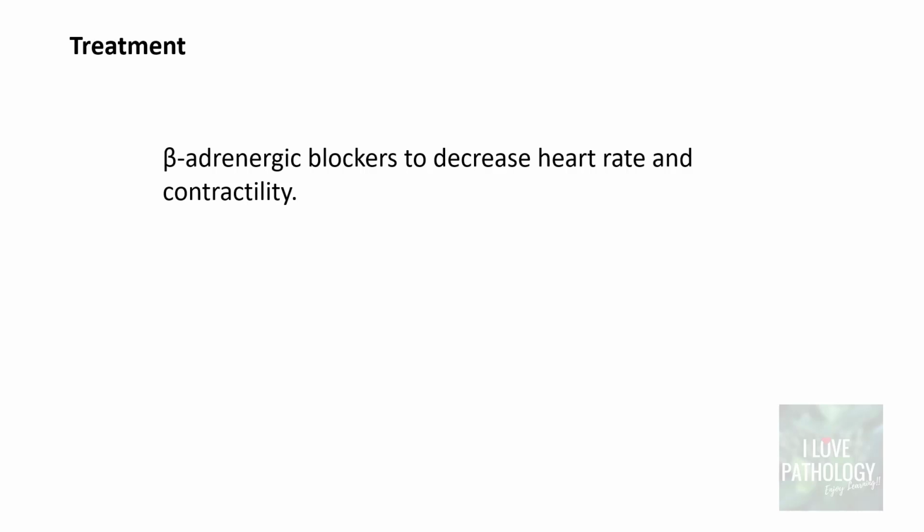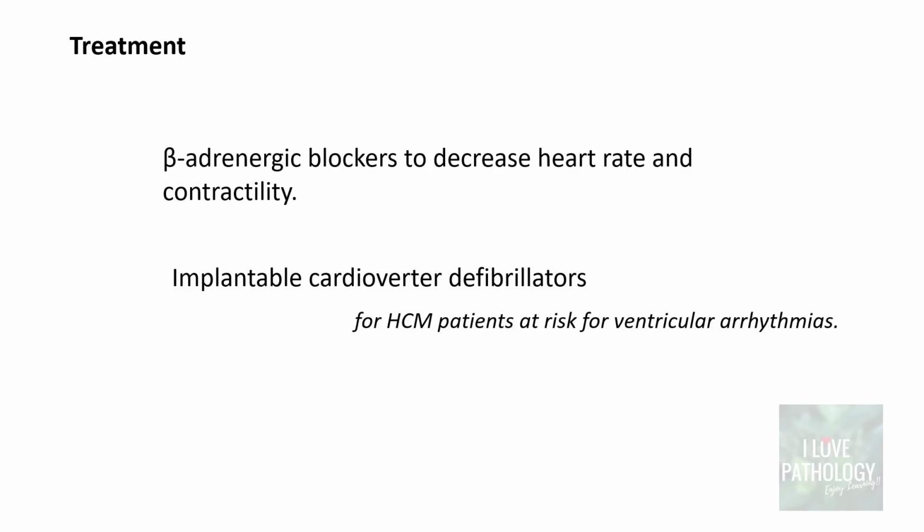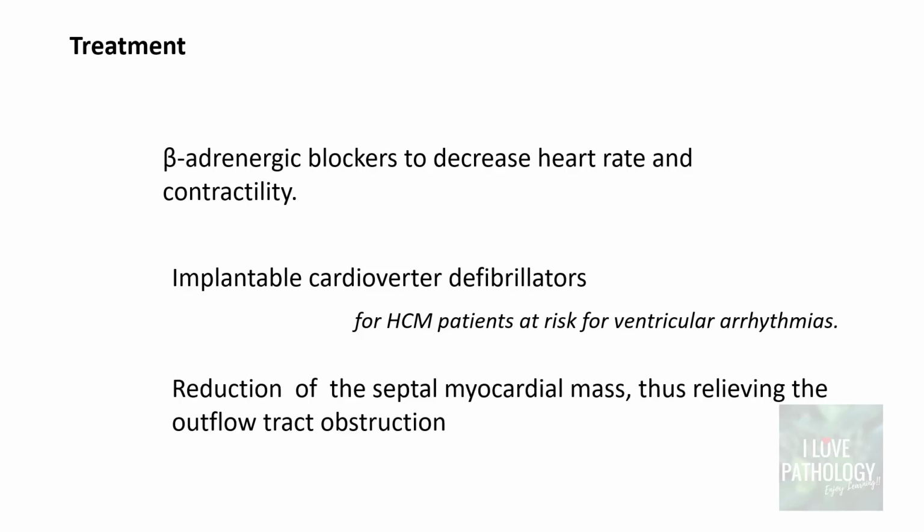How do you treat hypertrophic cardiomyopathy? Usually, they are treated with beta adrenergic blockers, and that's basically to decrease the heart rate and contractility. For the patients who are at risk for ventricular arrhythmias, they are treated with implantable cardioverter defibrillators. And then, if nothing works, there is a possibility of reduction of septal myocardial mass. And because you reduce the septal myocardial mass, it can relieve the outflow tract obstruction.